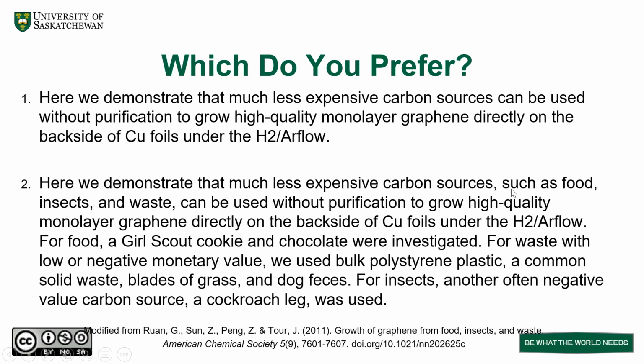Here we demonstrate that much less expensive carbon sources, such as food, insects, and waste, can be used without purification to grow high-quality monolayer graphene directly on the backside of copper foils under the H2R flow. For food, a Girl Scout cookie and chocolate were investigated. For waste with low or negative monetary value, we used bulk polystyrene plastic, a common solid waste, blades of grass, and dog feces. For insects, another often negative value carbon source, a cockroach leg was used. What's your preference as a reader, and what might be accounting for that preference?